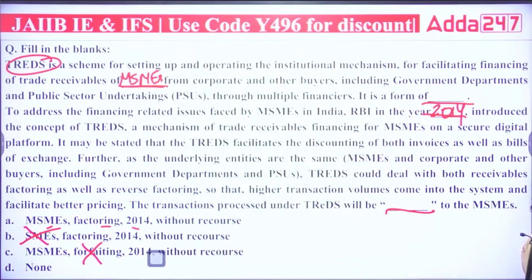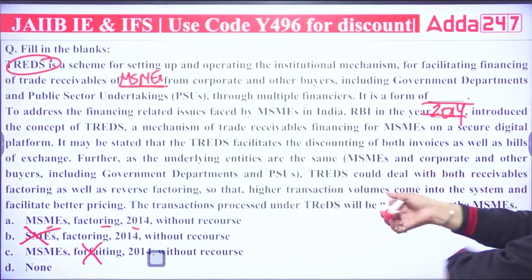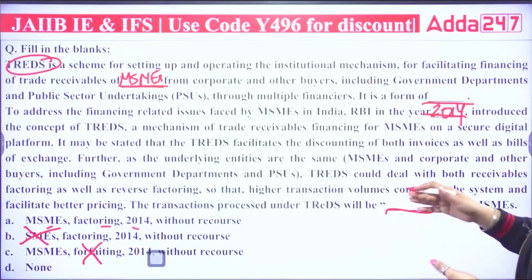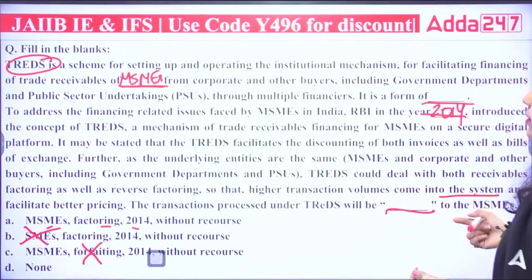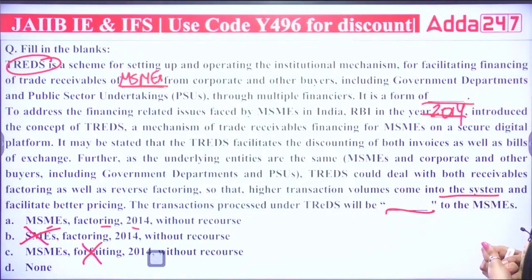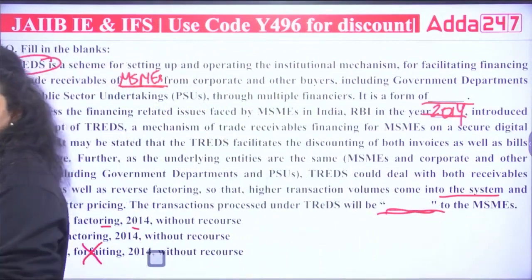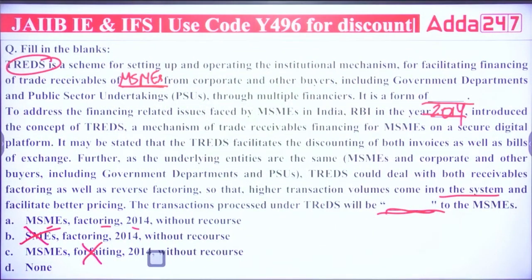Further, as underlying entities are the same, MSMEs and corporate and other buyers including government departments and PSUs, TReDS could deal with both receivables factoring as well as reverse factoring so that higher transaction volume comes into the system and facilitates better pricing. The next thing is the transaction proceeds under TReDS will be dash to the MSME. Will be what? To the MSME. And if you are getting protection here, it means it's a without recourse facility. So your right answer will be A.